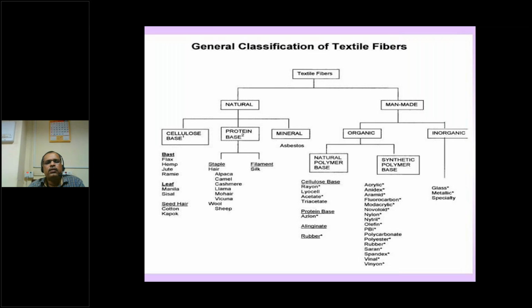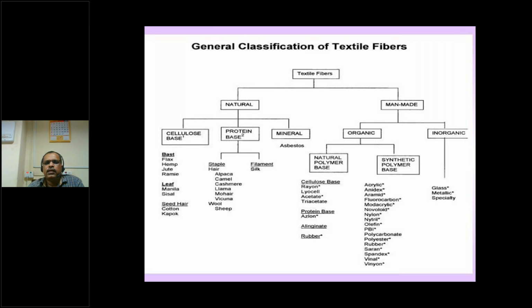These are made from available proteins, the soya protein, milk protein. These proteins can be converted into fiber artificially. Then alginate and rubber. So these are the natural polymer based man-made fibers. And another group is the synthetic polymer. Synthetic means we make them from man-made sources, that is petroleum sources. We make the fibers, and those are synthetic polymer base.